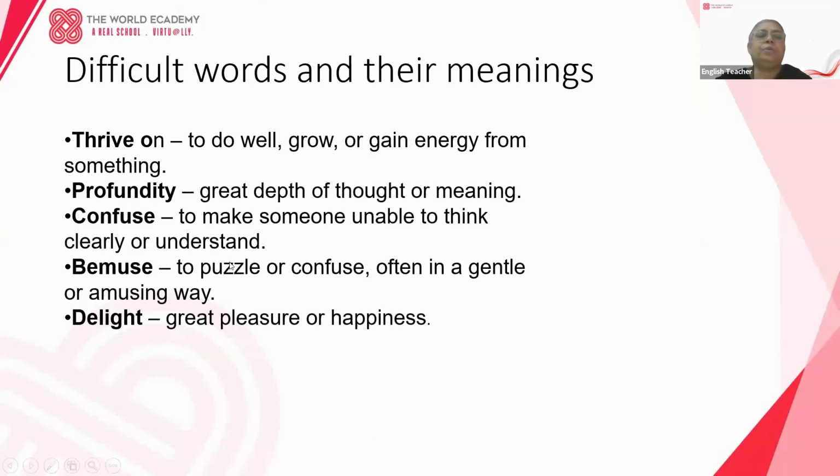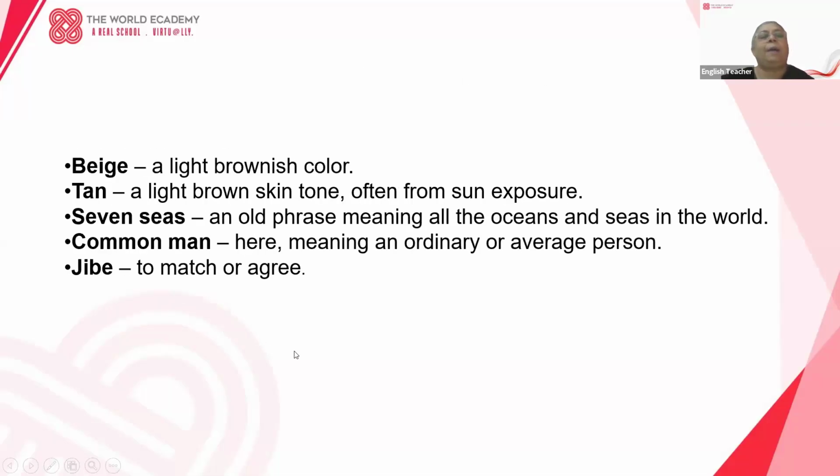Again, bemuse: to puzzle or confuse, but here often in a very gentle and amusing way. In confused, we are a little frustrated, but bemuse means, in a very gentle and amusing way, you use it. Delight: great pleasure or happiness. Beige, how do we pronounce it? Beige: light brownish color. Tan: when your skin gets a little darker on exposure to sun.